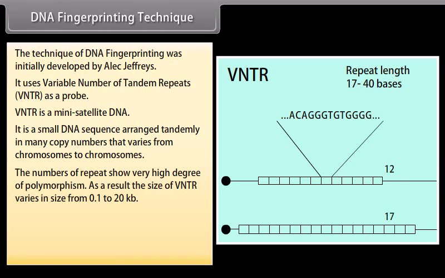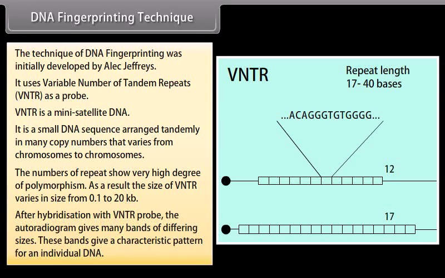The number of repeats shows a very high degree of polymorphism. As a result, the size of VNTR varies from 0.1 to 20 kb. After hybridization with the VNTR probe, the autoradiogram gives many bands of differing sizes. These bands give a characteristic pattern for an individual's DNA.